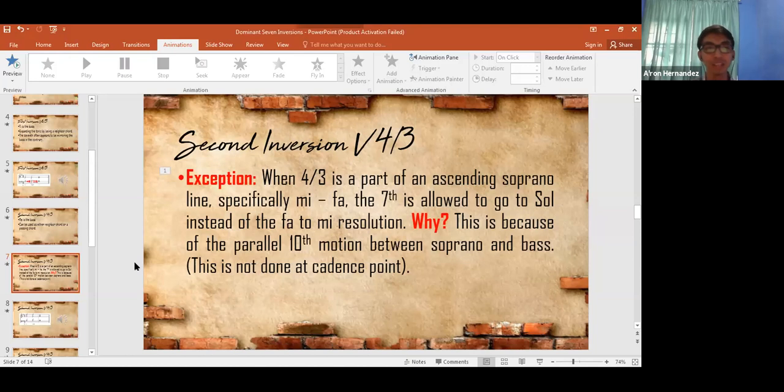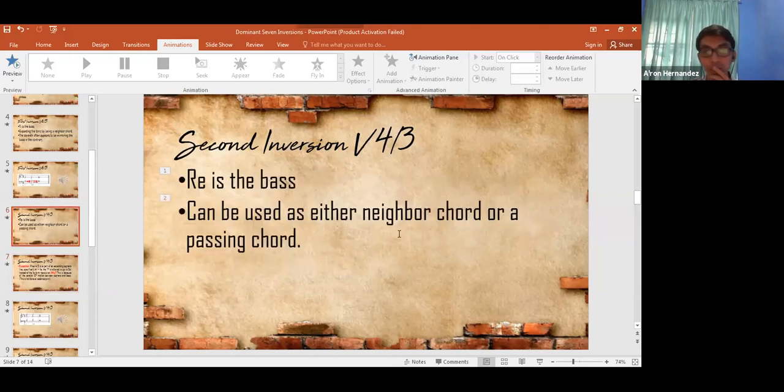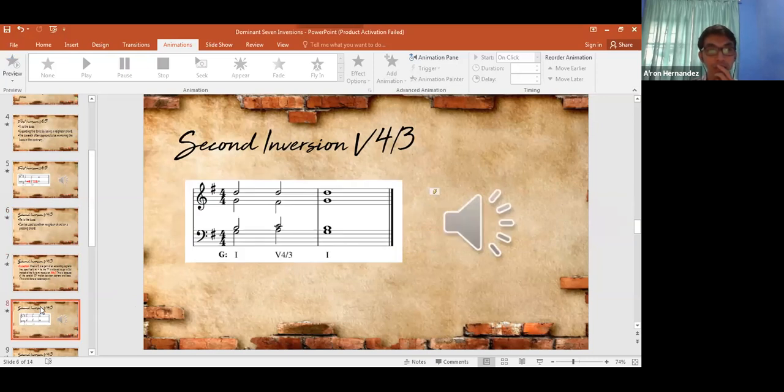Okay? So, ngayon, nabanggit natin kanina itong idea, which is either as neighbor chord or passing chord. Makikita natin yan on these examples. The first one is this. So the bass part, okay, you can see here the neighbor chord. Okay. So you have G and then the 4-3 and then going back to the G. So it moves like that. And then it sounds like this.